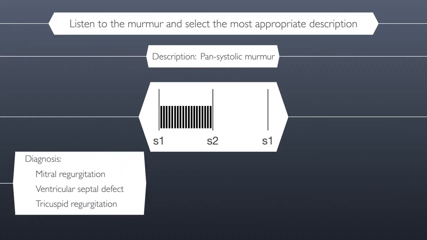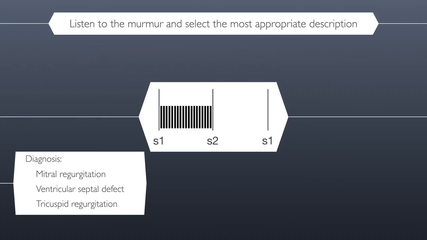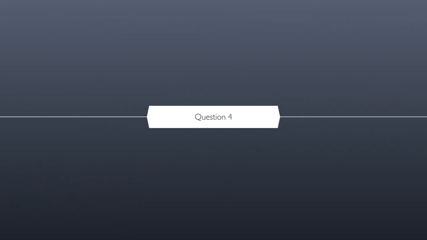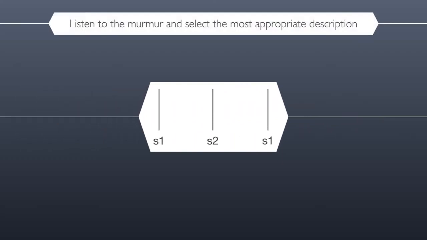all the other answers were diagnoses which produce a pansystolic murmur. So if you did choose one of the diagnoses, well done for recognising this, but you don't get any points for this question. It's a cutthroat quiz. Let's move on to the next question. Question 4. Listen to the heart murmur and select the most appropriate description.